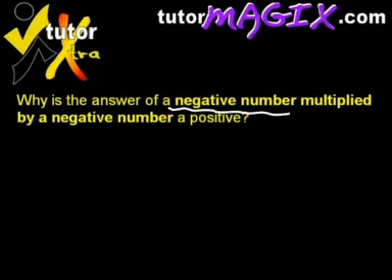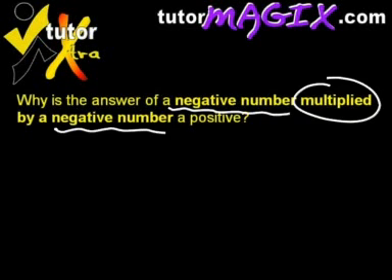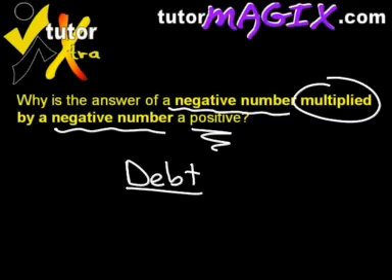Why is the answer of a negative number multiplied by a negative number a positive number? Now, there are various examples and visualizations that people have used to try and illustrate negative numbers and positive numbers being multiplied. We believe that one of the best examples to try and understand negative numbers would be to look at the concept of debt as something that you owe or something that is removed from what you have.